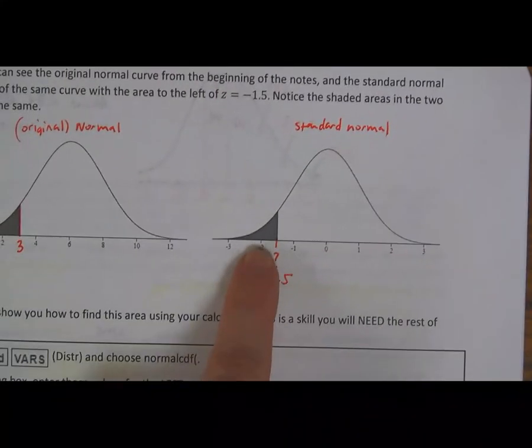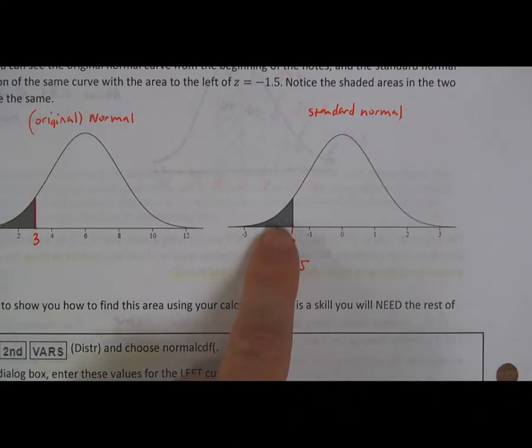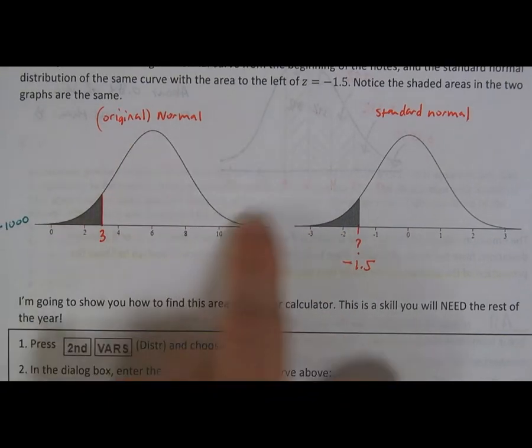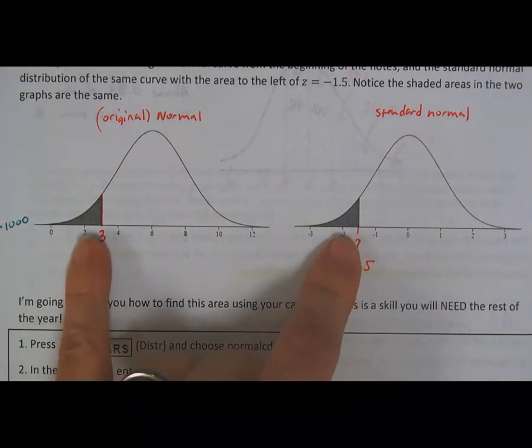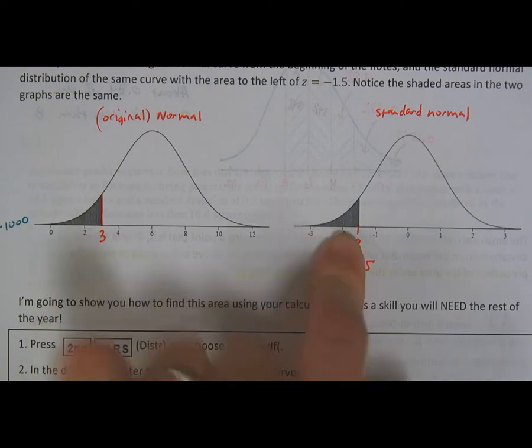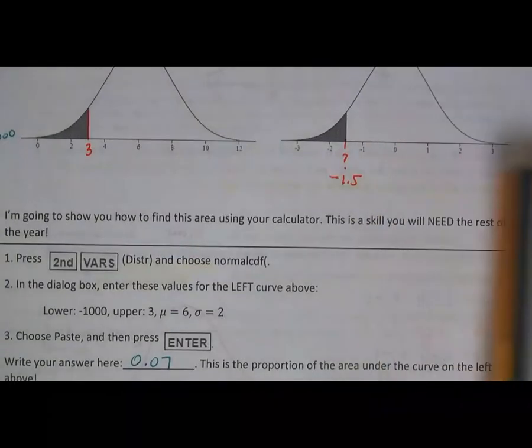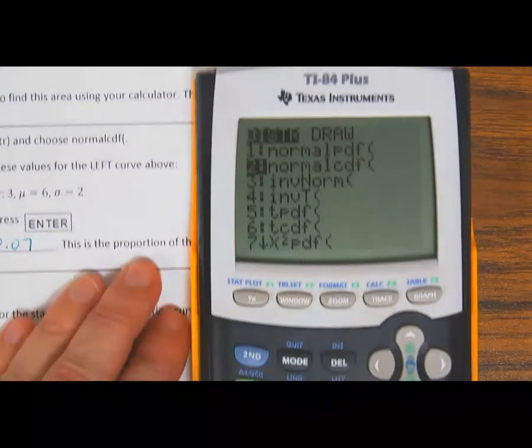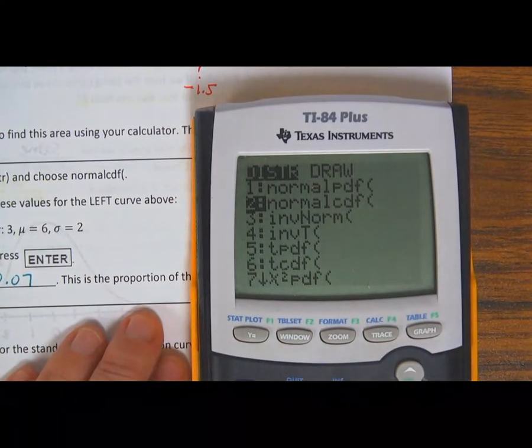Do you think that we're going to get something the same or different over here for the proportion of this shaded region? Any predictions? Should be the same. Wouldn't that be, if the area under any curve is 1 and the shaded regions visually are the exact same size, we should get the same thing. Well, let's try it. So this time, hit second vars, normal CDF.